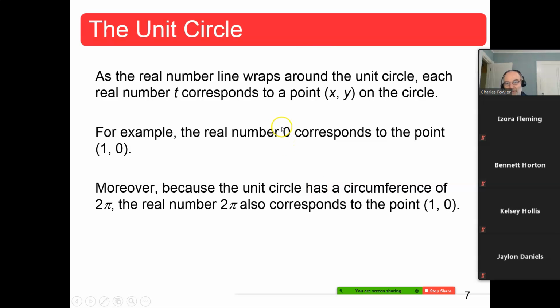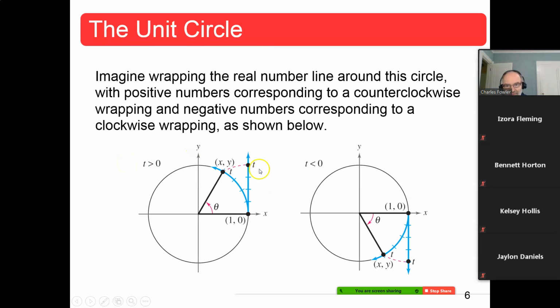For example, the real number 0 corresponds to the point (1, 0), because you haven't wrapped at all. You're right there, you're right here. You haven't gone anywhere. You wrap 0 units around, so this point right here represents theta equals 0.